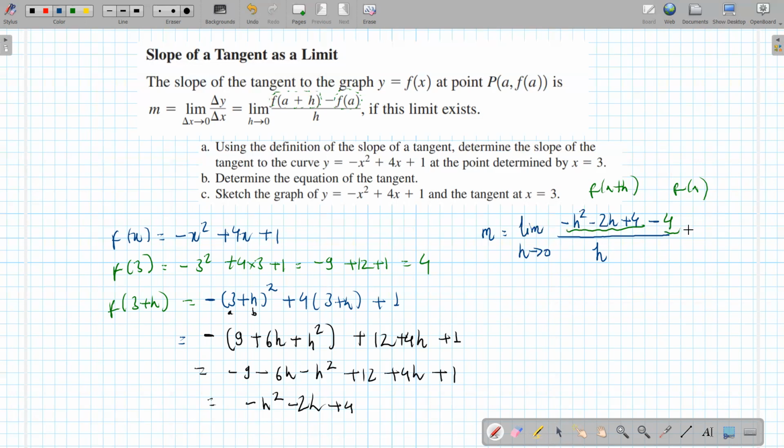Do the 4's cancel out? Plus 4 and minus 4. Yes. So then you're left with the limit as h approaches 0 of negative h squared minus 2h divided by h. Can we pull anything out in the numerator?